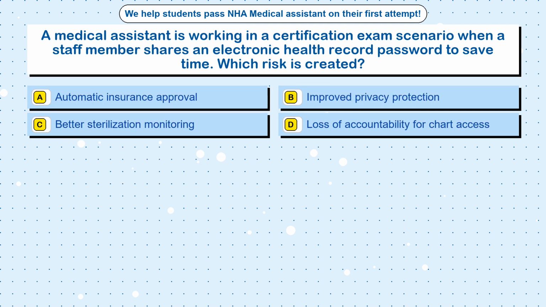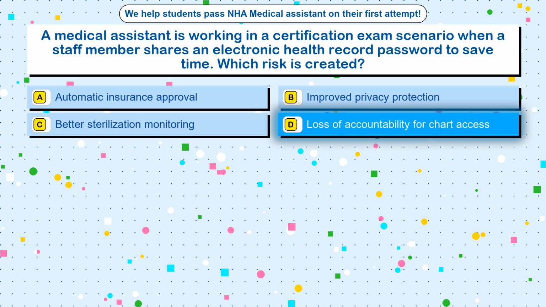Question 96. A medical assistant is working in a certification exam scenario when a staff member shares an electronic health record password to save time. Which risk is created? Option A, automatic insurance approval. Option B, improved privacy protection. Option C, better sterilization monitoring. Option D, loss of accountability for chart access. The correct answer is option D, loss of accountability for chart access.